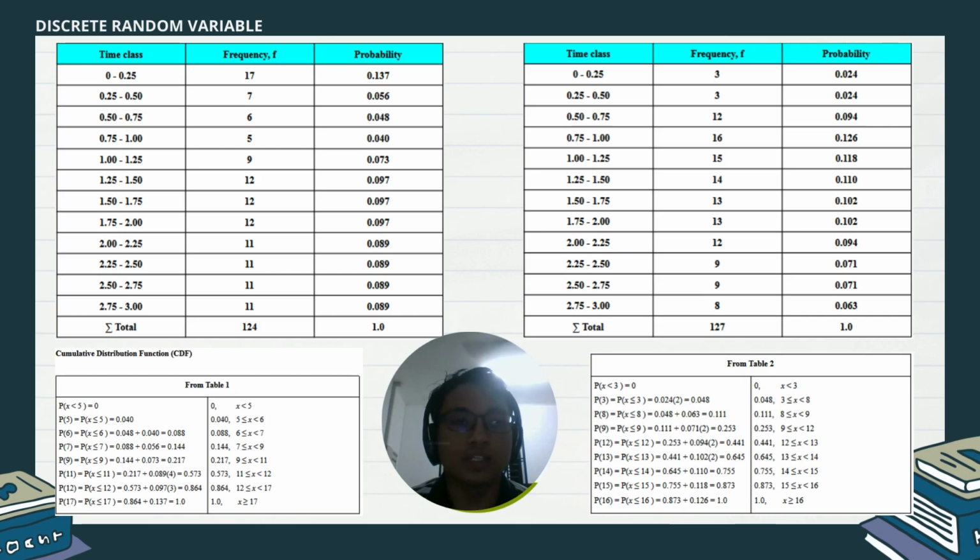Right over here, we can see the busiest time for students is around the first 15 minutes with a frequency of 17 and the probability of 0.37 on the first table. On the second table, the busiest time of the day is around the first 45 minutes to 1 hour with a frequency of 16 and the probability of 0.126. This shows that these two times of the day are the highest and the busiest for students to find their parking spot.